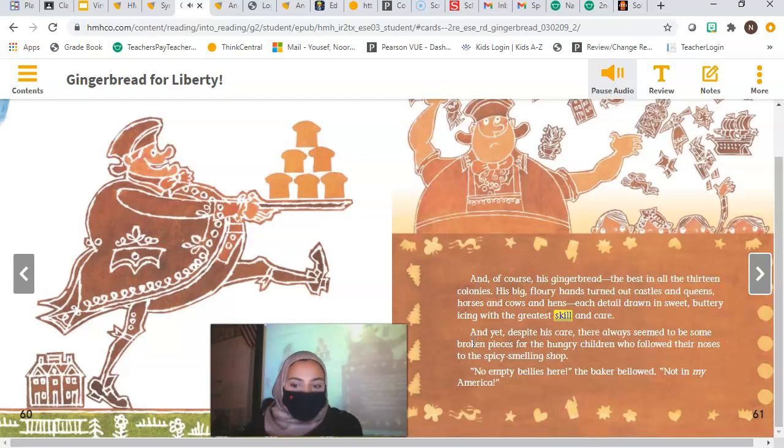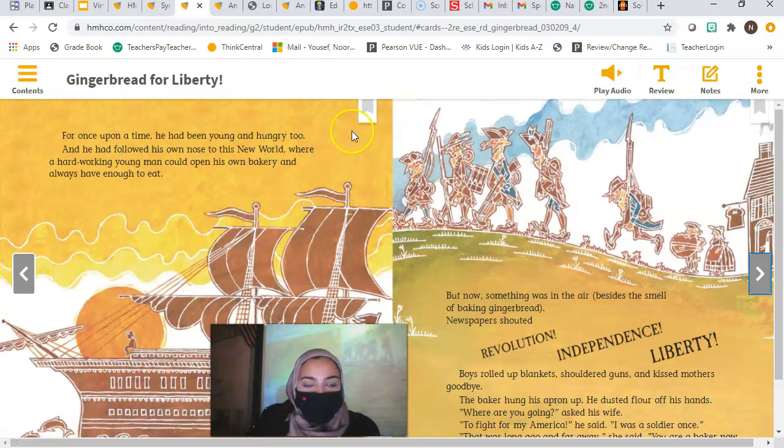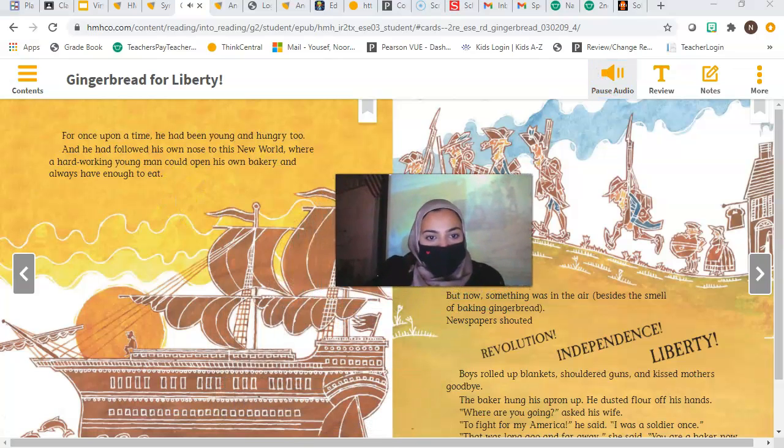"No empty bellies here," the baker bellowed. "Not in my America." So he always left pieces for the children that didn't have enough to eat, right? For once upon a time, he had been young and hungry too, and he had followed his own nose to this new world, where a hard-working young man could open his own bakery and always have enough to eat.